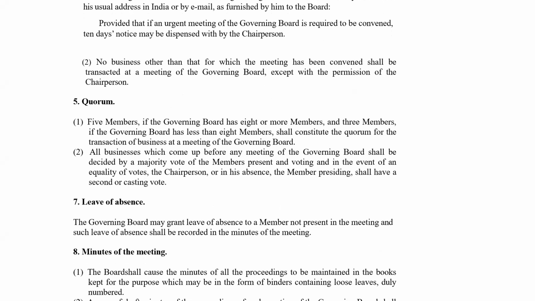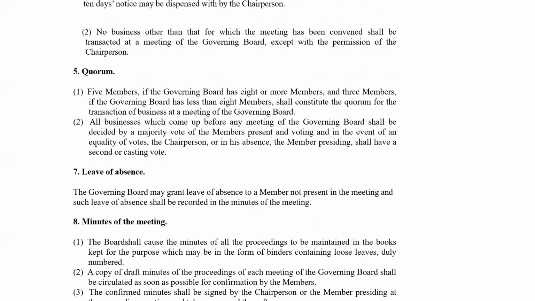Quorum कितना है? Quorum भी important है. 5 members if the governing board has 8 or more members, and 3 members if the governing board has less than 8 members. Quorum पे भी सवाल पूछ सकता है. 5 members if the governing board has 8 or more members, and 3 members if the governing board has less than 8 members shall constitute the quorum for the transaction of business at a meeting of the governing board. And all business which comes up before any meeting of the governing board shall be decided by a majority vote of the members present and voting, and in the event of equality of votes, the chairperson or in his absence the member presiding shall have a second or casting vote.